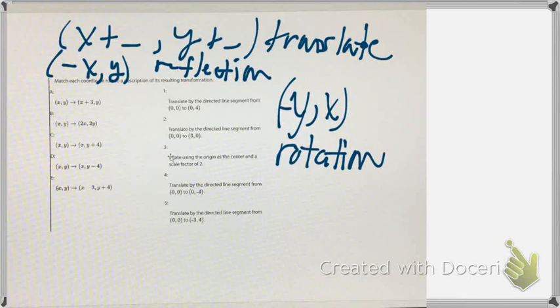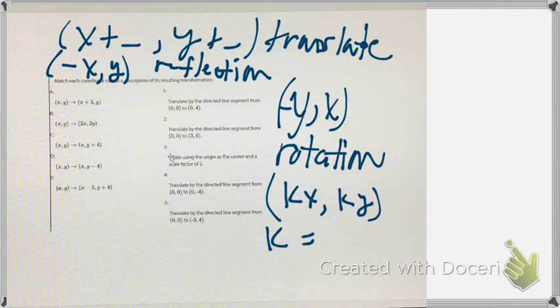And then dilations, it's just that constant scale factor, kx, ky. That will be a constant scale factor, so it has to be constant, same k. So K equals San Francisco, a place you can't visit right now.